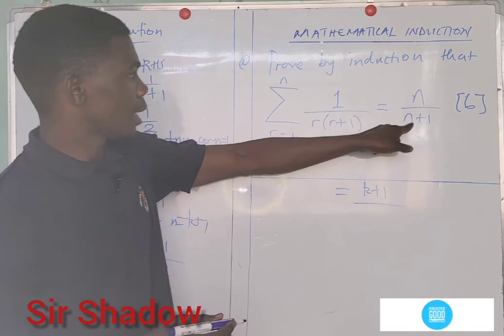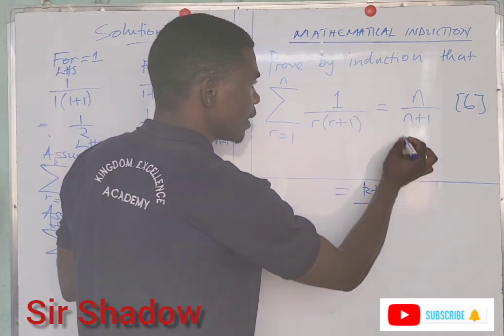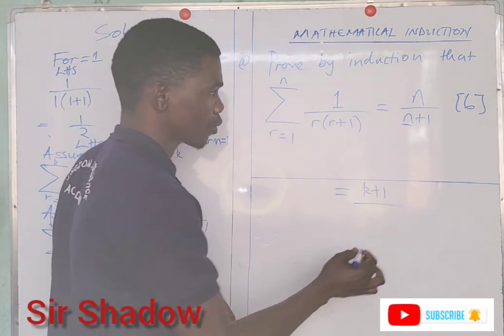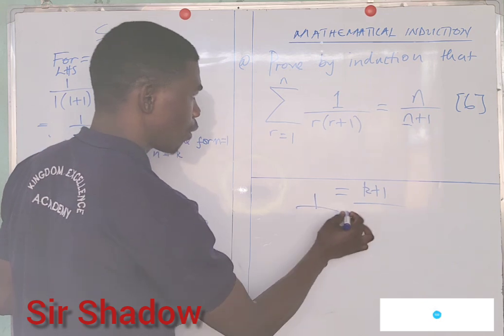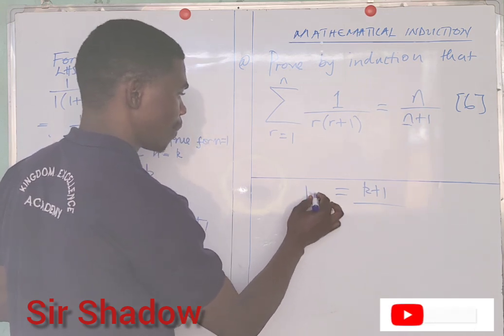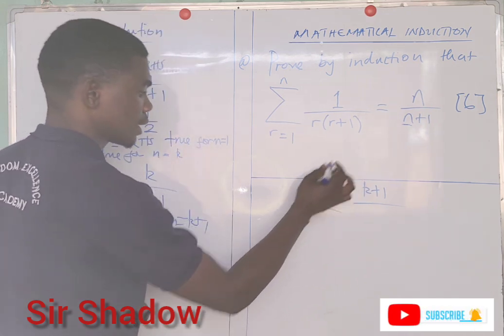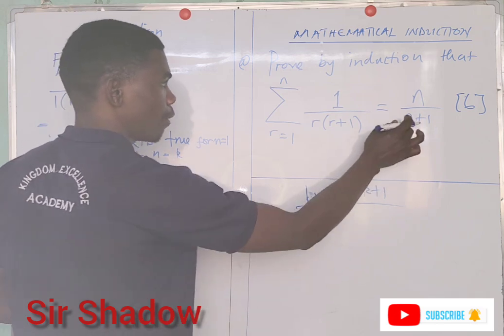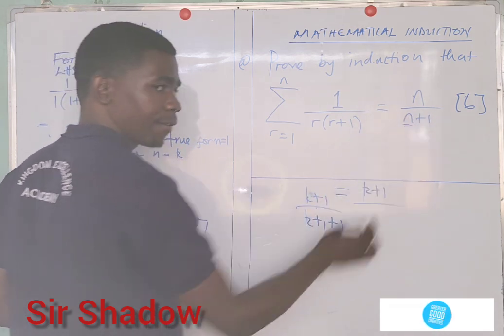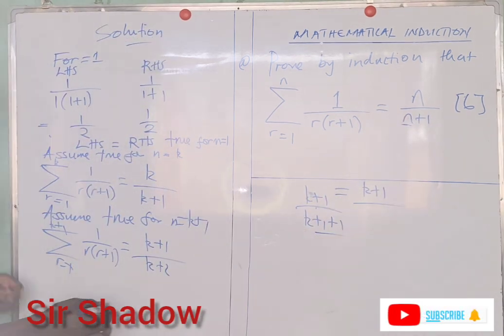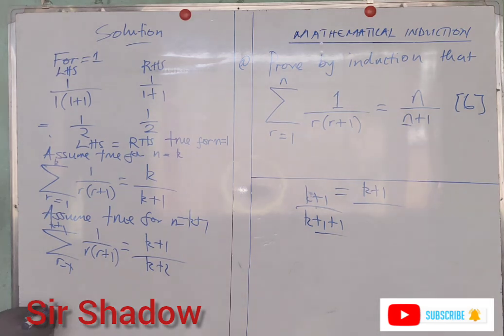We are saying n is equal to k plus 1. So it becomes k plus 1 over k plus 1, for n plus another one given. So this one becomes 2.